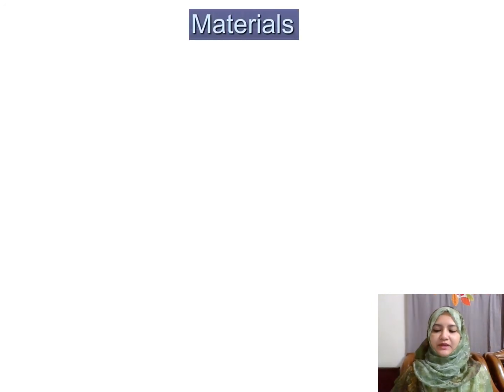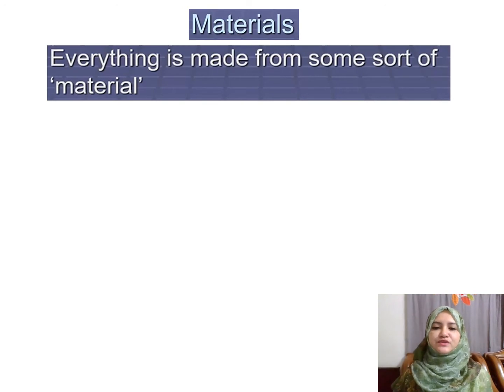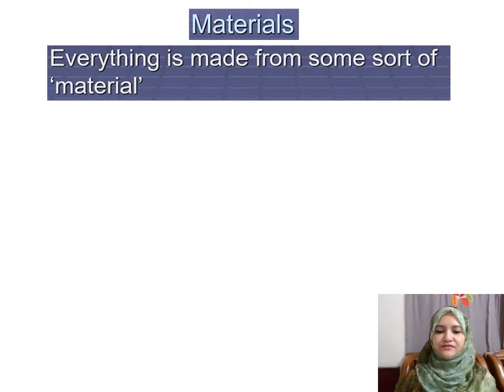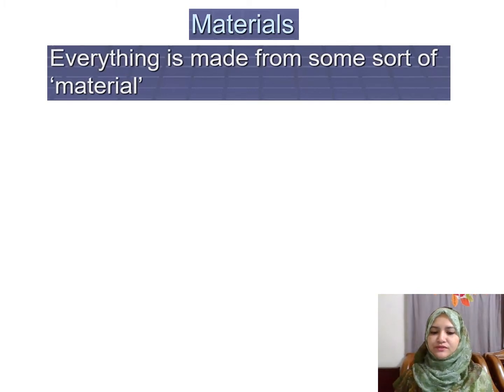Let's start with materials. Everything is made from some sort of material. Do you know what water, air, and rocks all have in common? They all are made of matter. Matter is something that takes up space. Now you might be wondering why they all look so different, and if they are made of the same thing. But the truth is that everything around us is made of matter, just in different shapes and forms.